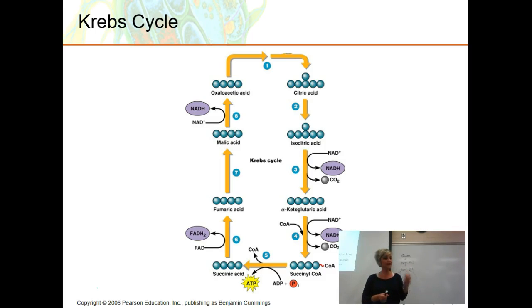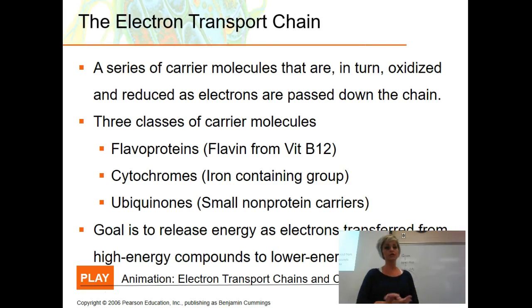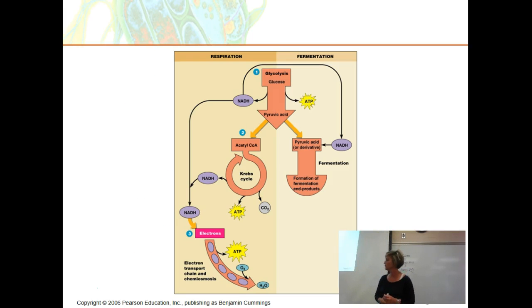Just because you make ATP, that's not the entire story. You have to be able to utilize it, which means we have to be able to release it. And that involves the electron transport chain. The goal of this, keep this in mind, is to be able to release energy. And the process of doing this has a name. It's called chemiosmosis.